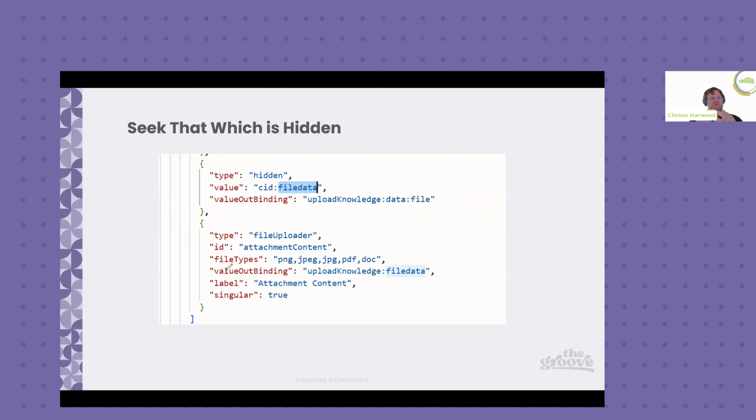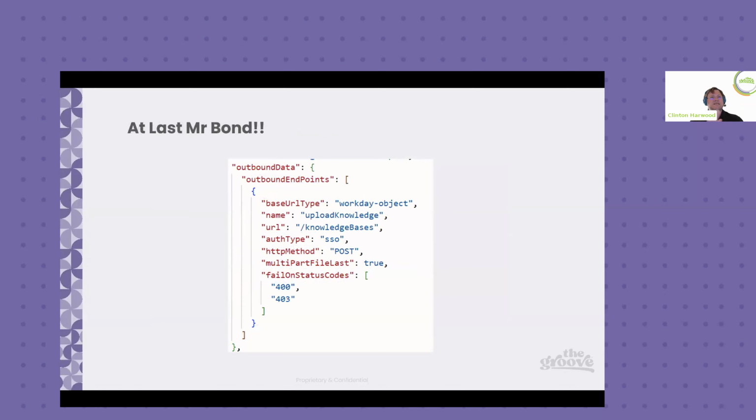Okay, great. I've designed the body. How do I tell the outbound endpoint that, no, you're not going to just get JSON here? You're going to get actual file data too. So what you're going to see is this one thing, and this is going to be your key that you're dealing with an attachment. You're going to see multi-part file last.